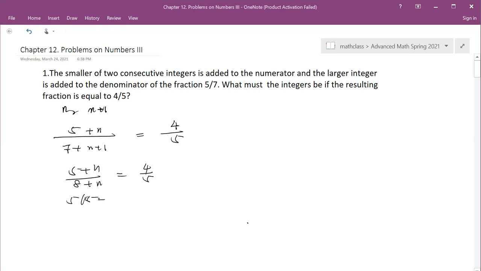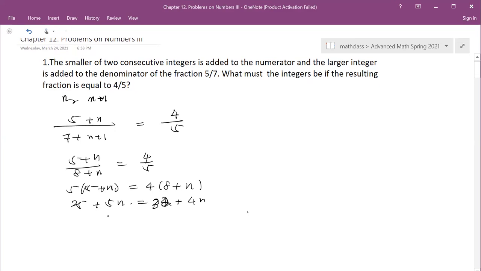5 times (5 plus n) equals 4 times (8 plus n), right? When you multiply this out, it will be 25 plus 5n equals 32 plus 4n, 4 times 8 is 32. So then n is going to be 32 minus 25, right? And that should be equal to 7. So then we got two numbers, 7 and 8. That's all we have to get.